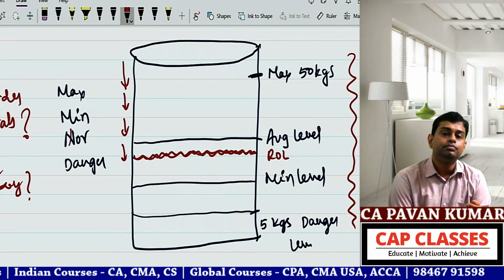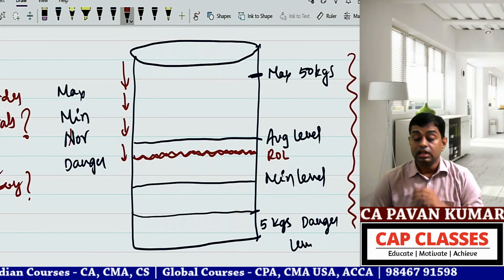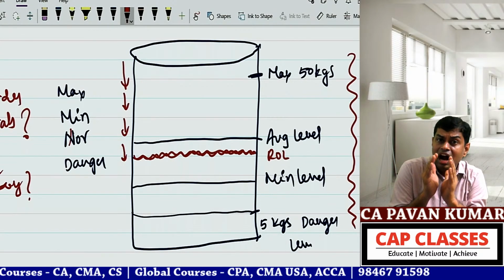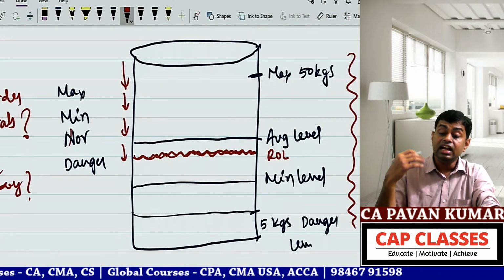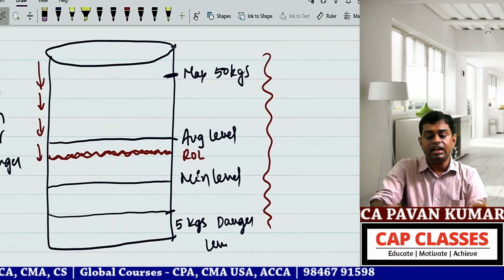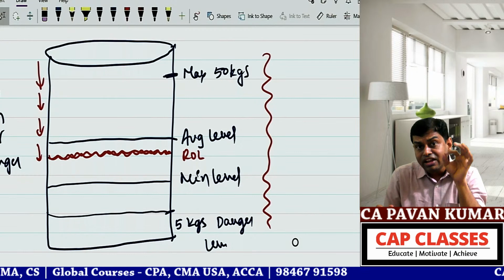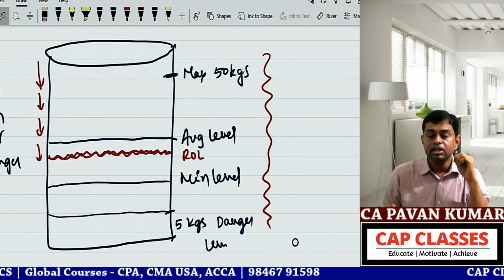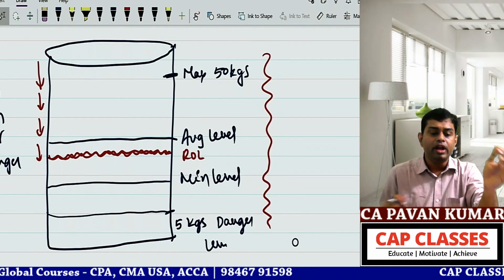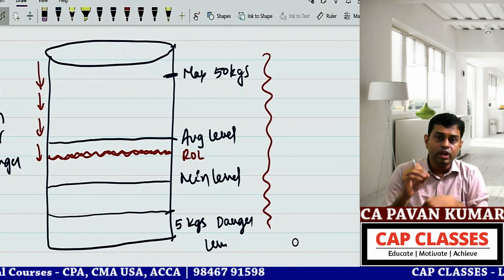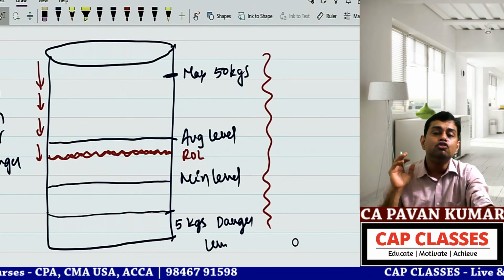These are called material stock levels: maximum level, minimum level, average level, reorder level, danger level, buffer stock, reorder quantity. This is one angle, quantities consumption. Another angle is: today if I place a purchase order, will I receive the goods today?